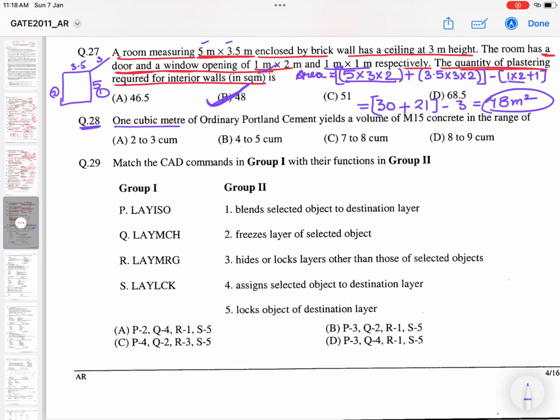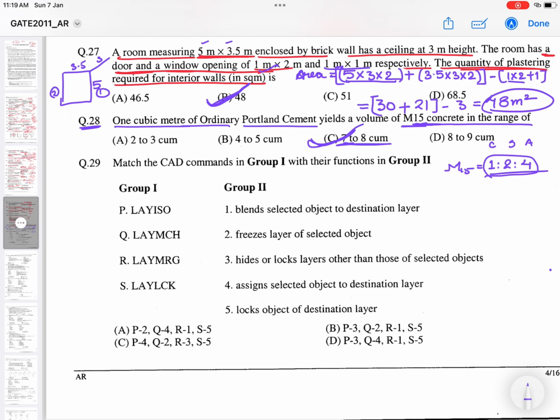Now coming on to question number 28. 1 cubic meter of ordinary Portland cement yields a volume of M15 concrete. Wow, here comes the grade. Grade M15 is what? 1:2:4. Okay, cement, sand and aggregate. So M15 concrete in the range of what? Add it. That's it, it's 7. So this will be the answer, 7 to 8 cubic meter.